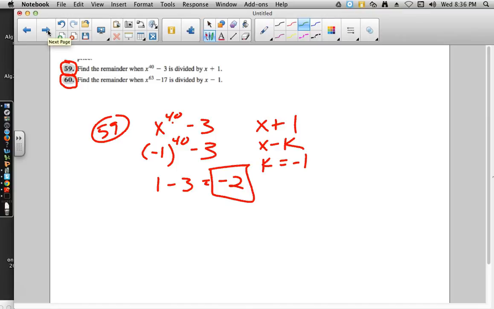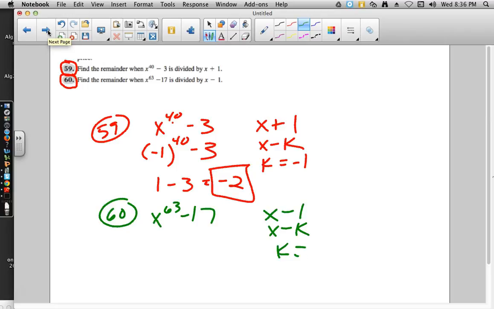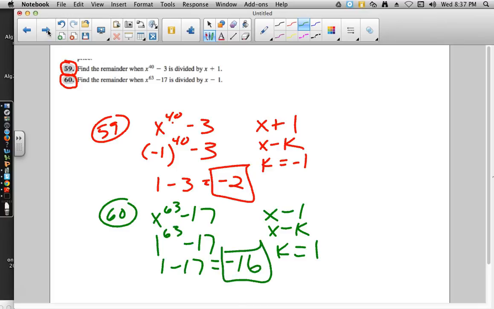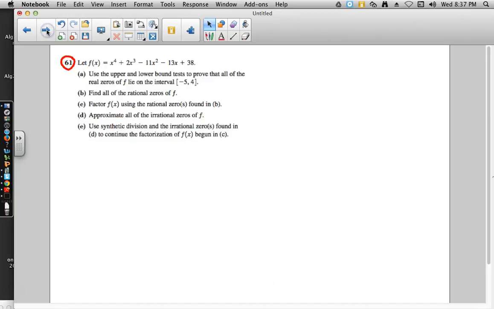So again, we just think logically here. How am I going to make this work? So 60, this one, x to the 63rd minus 17 when it's divided by x minus 1. Well, that means k is +1. So 1 to the 63rd minus 17 is 1 minus 17, which is just -16. So yeah, by all means, don't do those two synthetically. You need to think, hey, if I'm working on something for 5 minutes that looks like it's supposed to be pretty basic, I have gone about this the wrong way.